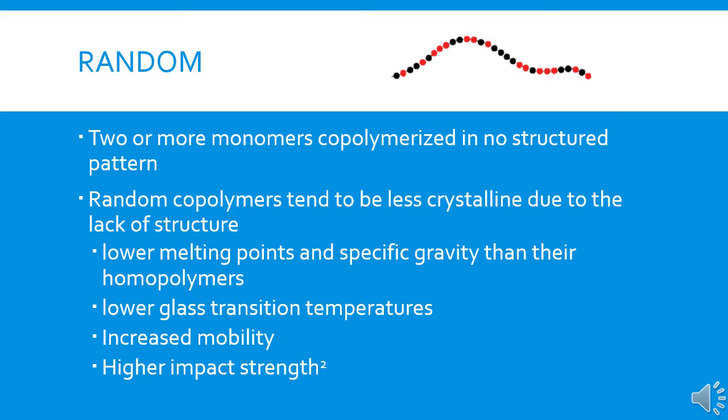Because of this lack of structure, random copolymers tend to be less crystalline, since crystallinity is measured by uniformity. This gives them amorphous properties, including, but not limited to, lower melting points and specific gravity, lower glass transition temperatures, increased mobility, and a higher impact strength than their homopolymers. These properties are not guaranteed, but they tend to be present.